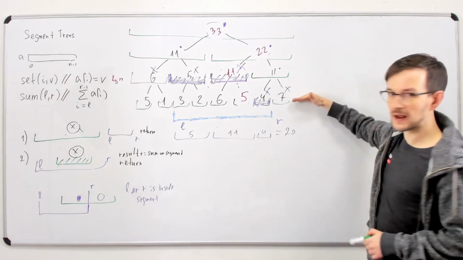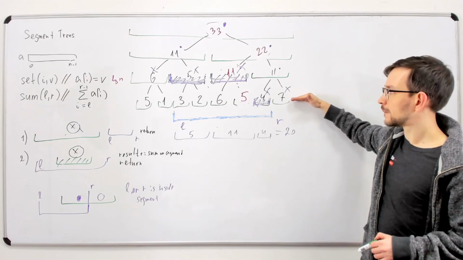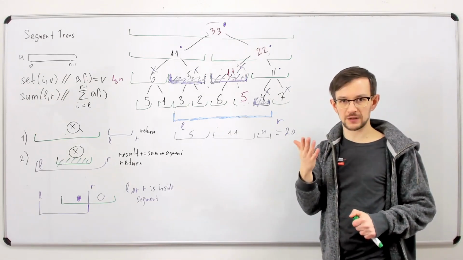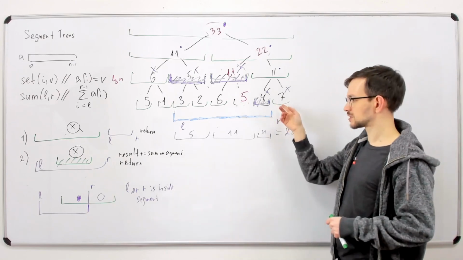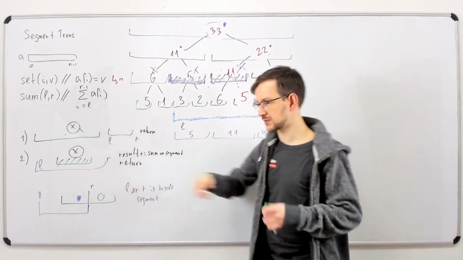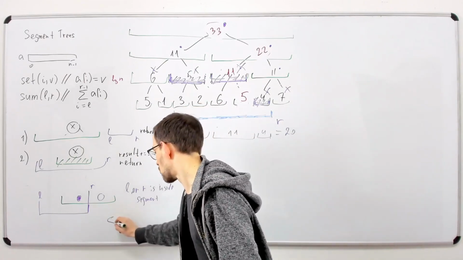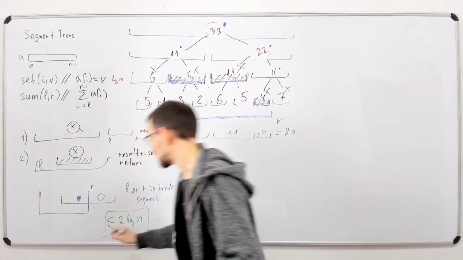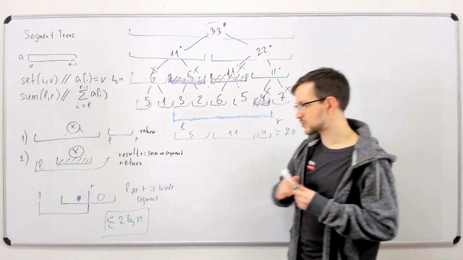And we have log n layers. So we may have up to 2 log n segments with a situation like this. There are no more than 2 log n segments with a situation like this.